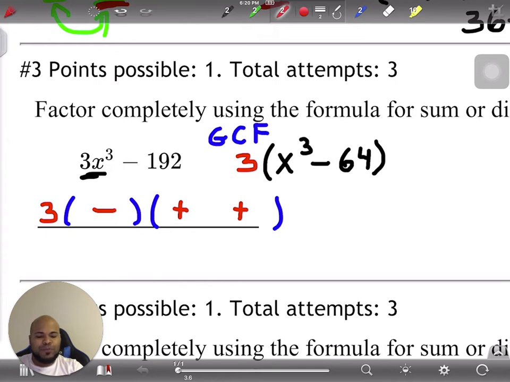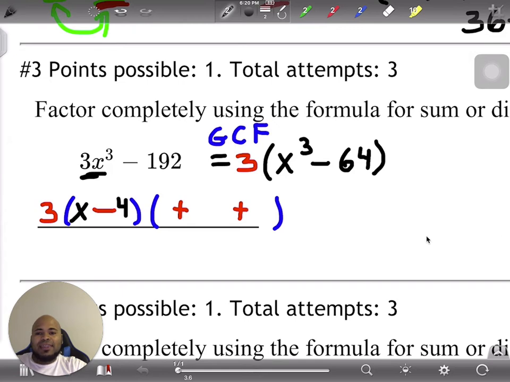So here we go. Now, remember, I'm no longer looking at the original problem. Now I'm looking at the factored form of the problem. So I'm looking at this area right here. That's what I'm going to factor. So what is the cube root of x cubed? Well, it's just x. Okay. So that's my first term. My second term is 64. So the cube root of 64 is just 4 because 4 times 4 is 16 times 4 is 64.